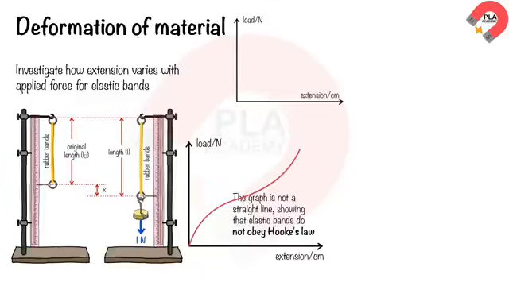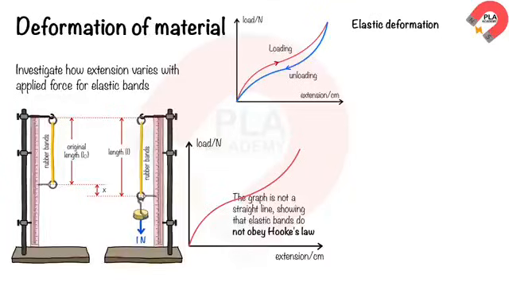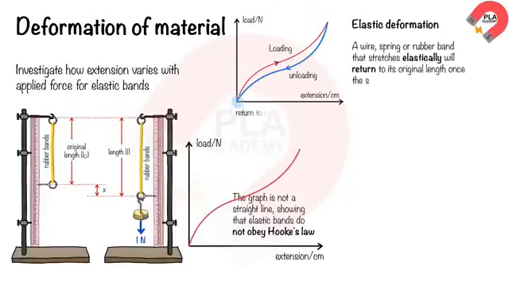If the graph of load against extension of a material when it is loaded and unloaded is as shown, this shows that this material stretches elastically. This is called elastic deformation. This means that a wire, spring or rubber band that stretches elastically will return to its original length once the stretching force is removed.